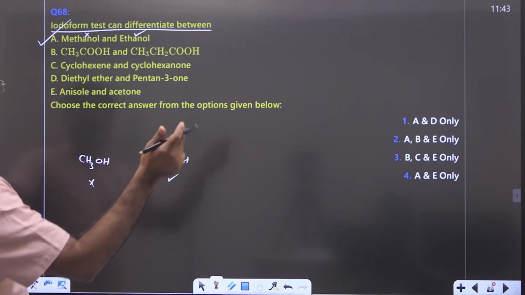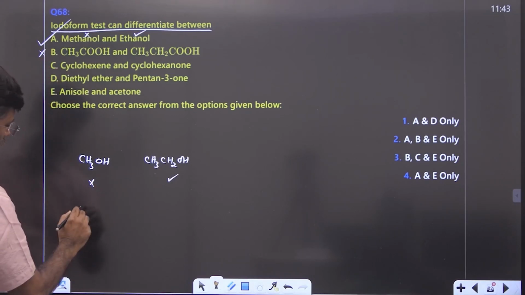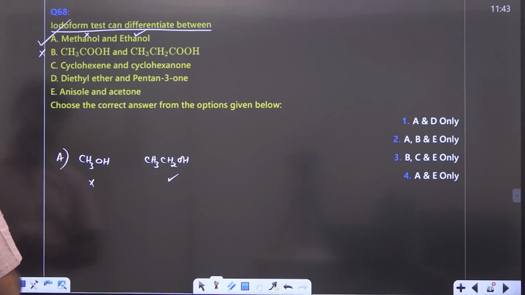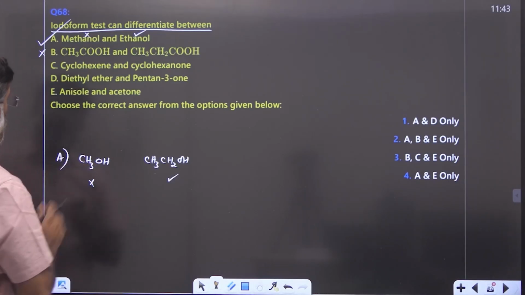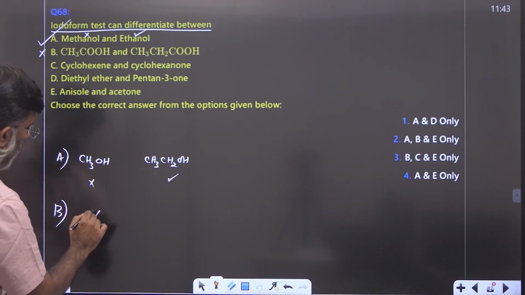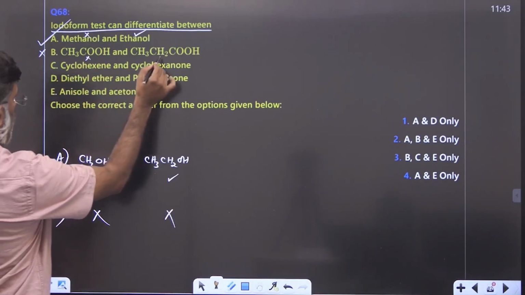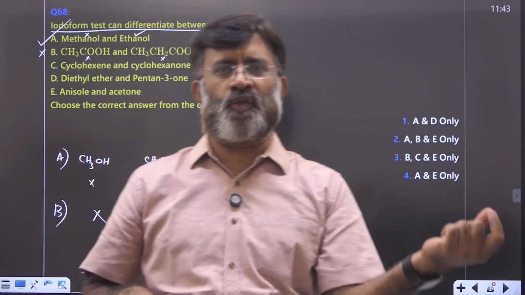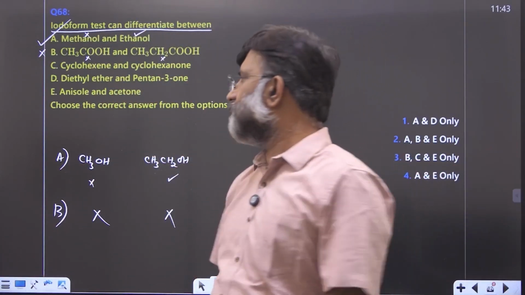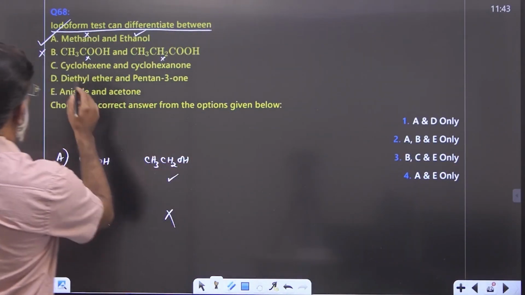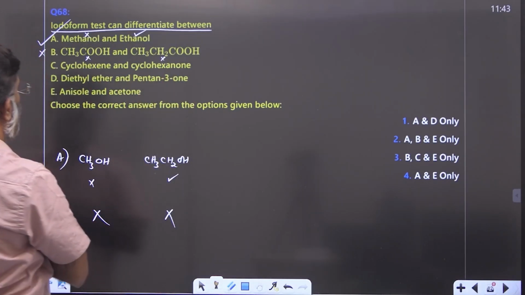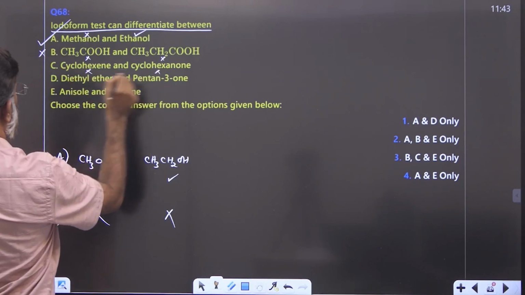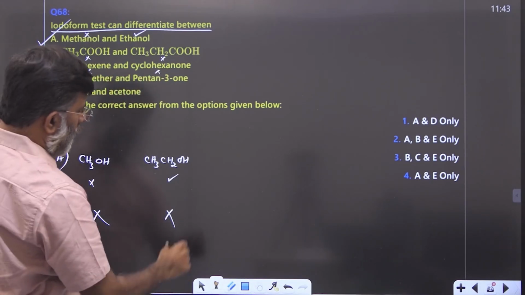Now option B: acetic acid, propanoic acid. No, both will not react. Statement A is possible. Statement B, both are not possible. To differentiate means one should react, one should not. So B is out. C: cyclohexene, cyclohexanone. No, both cannot. C is out.